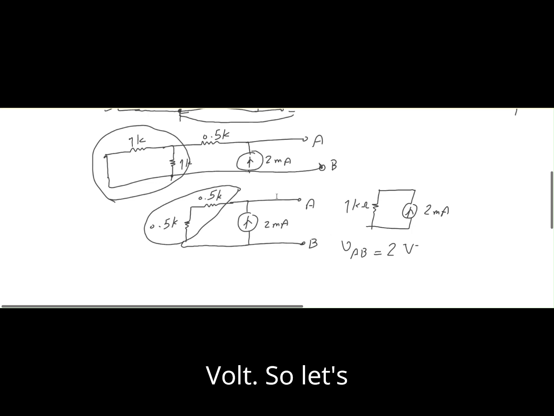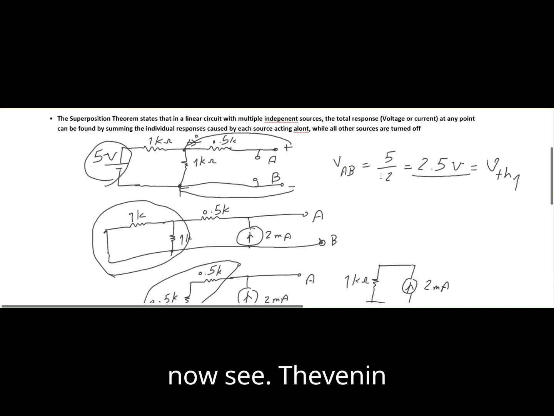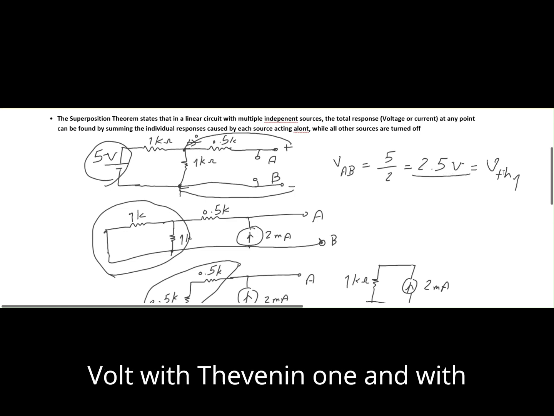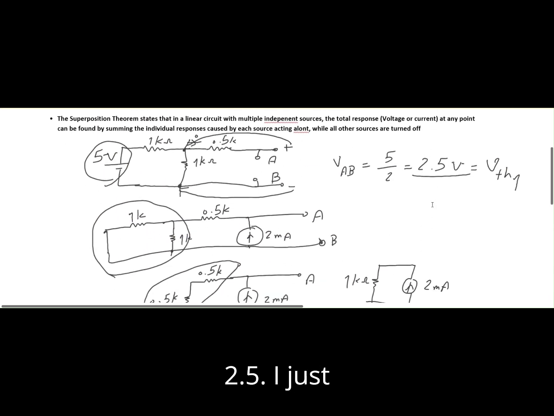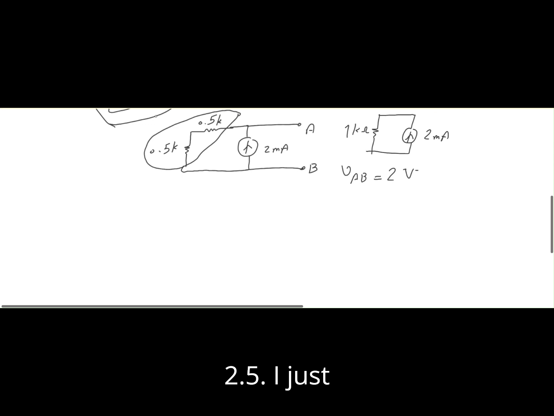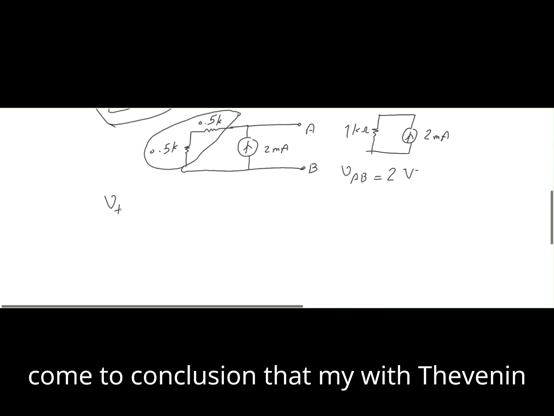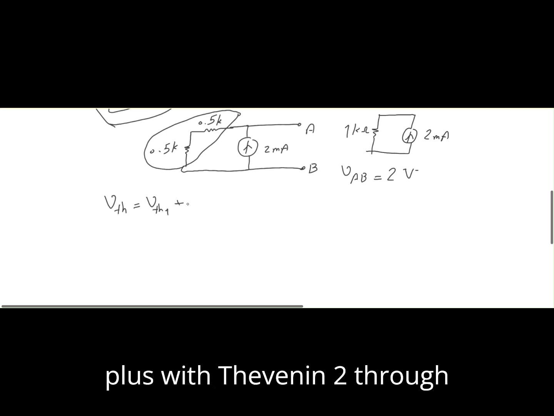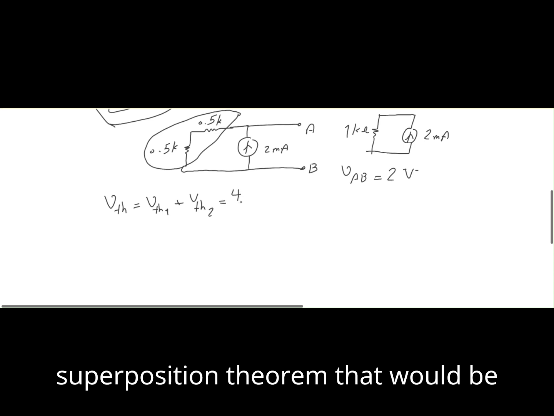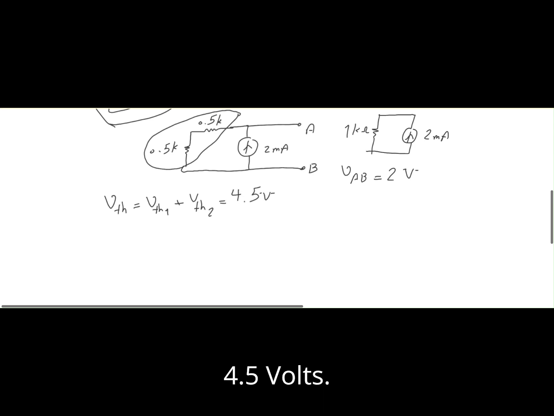So let's now see the Thevenin voltage. I have 2.5 volt with Thevenin 1, and with Thevenin 2 it is 2 volt. So 2 plus 2.5, I come to the conclusion that my Thevenin voltage is Thevenin 1 plus Thevenin 2 through the superposition theorem, that would be 4.5 volts.